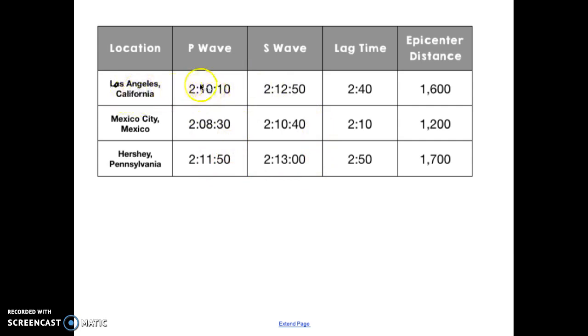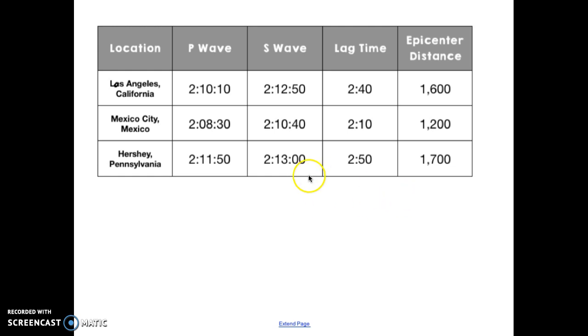So we know at each city when the P wave arrived and when the S wave arrived. I've already done the lag time for you. That's what we've been working on. And I've also used this method of finding that last column right here, which is the epicenter distance. With this information, we'll be able to identify exactly where the epicenter was located.